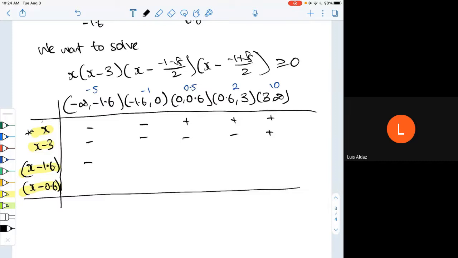Are you sure that in the x minus 1.6, it shouldn't be like x plus 1.6?